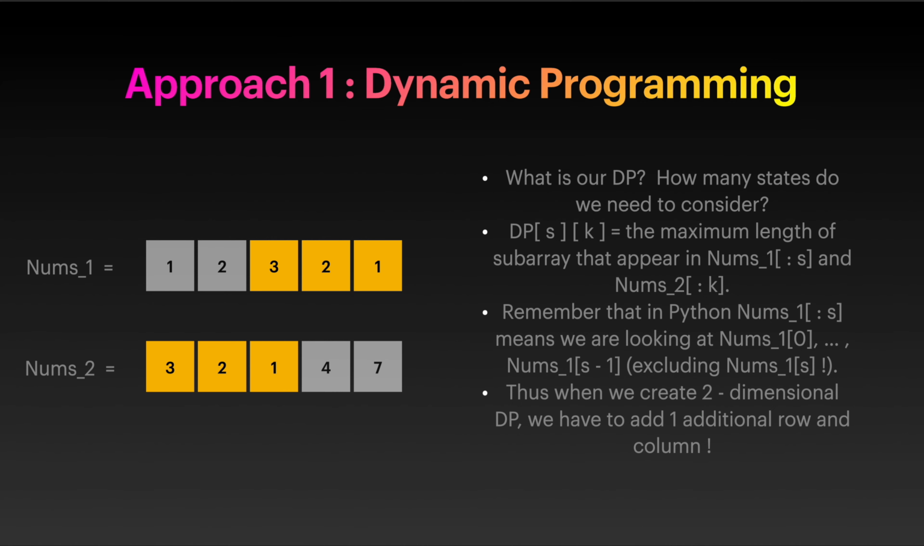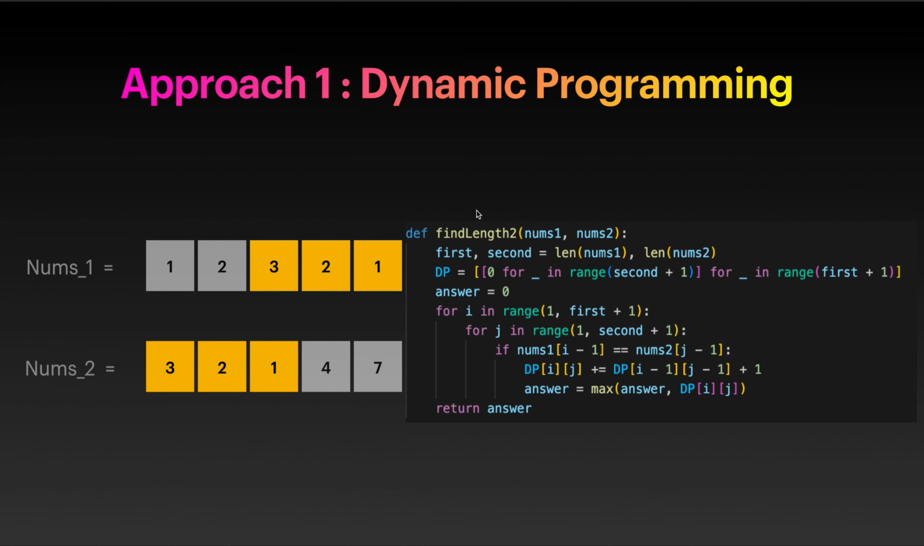So here is the code for this, and you can see that it is really short. We have an answer set to 0, and every time we iterate, we update our answer variable by taking the maximum. And that's it for the code.